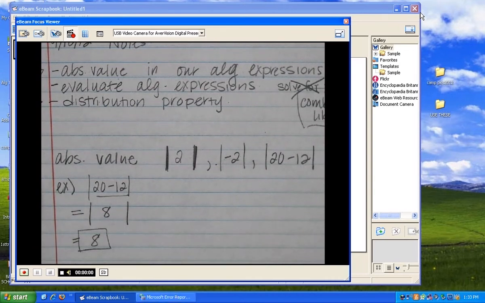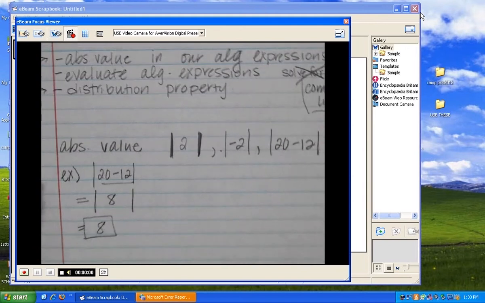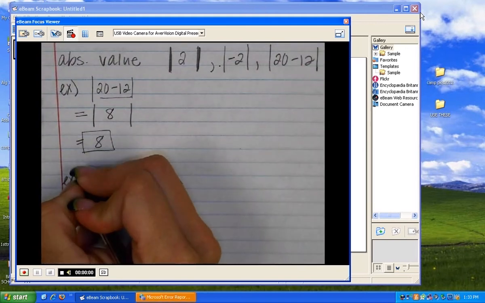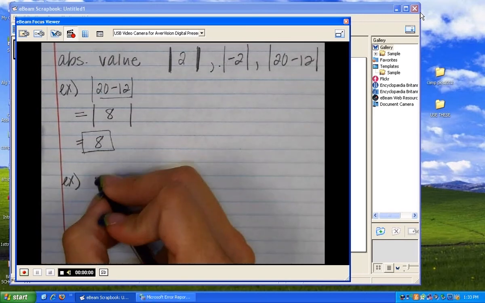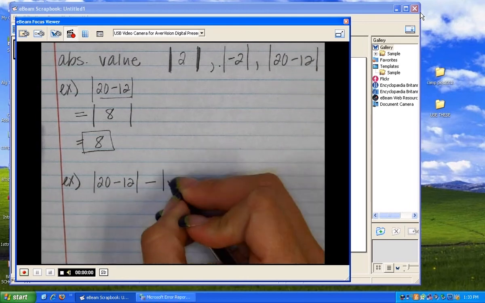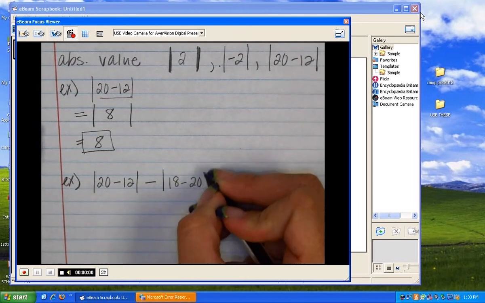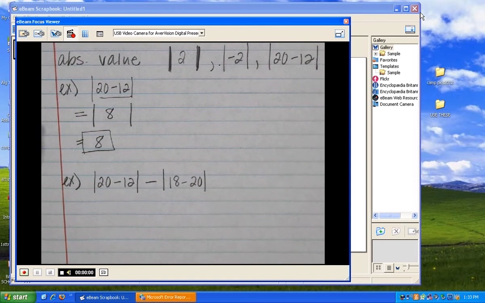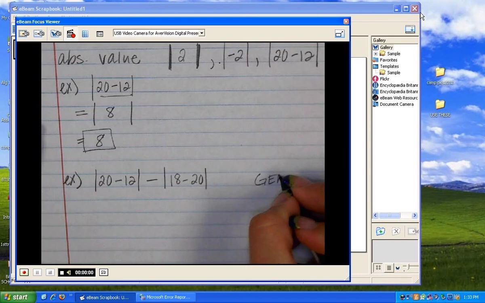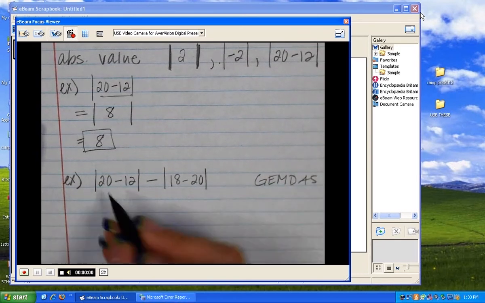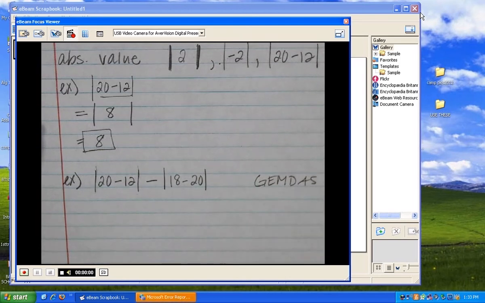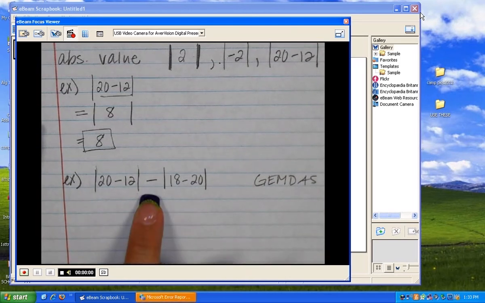Now this looks a little bit more complicated. Let me move my paper up. Like the problem that we had on our test today and on our practice test last week, it would say something like the absolute value of 20 minus 12 minus the absolute value of 18 minus 20. Okay? And in order to do this, we have to follow GEMDAS. And GEMDAS says use your grouping symbols first. So that means we have to do what's inside of these grouping symbols before we can do this subtraction piece.